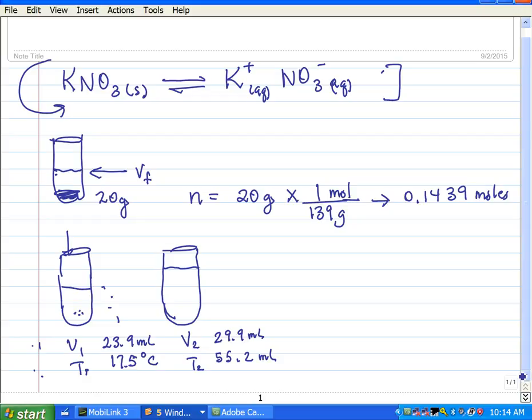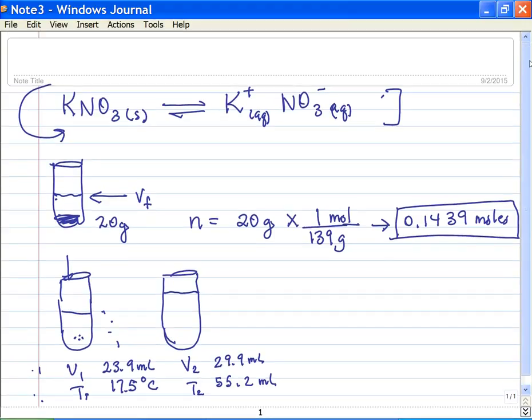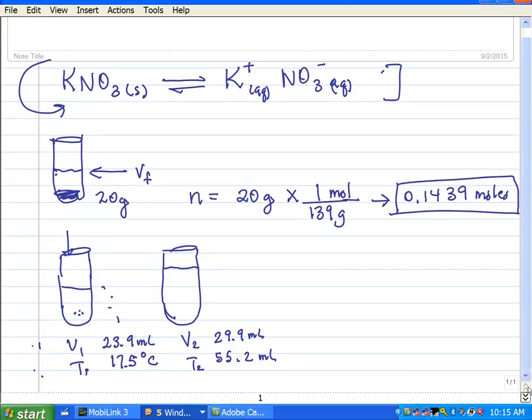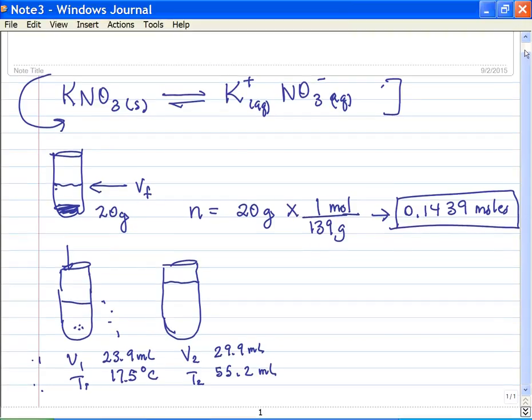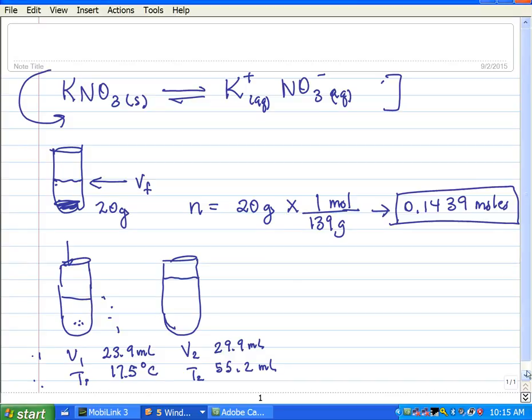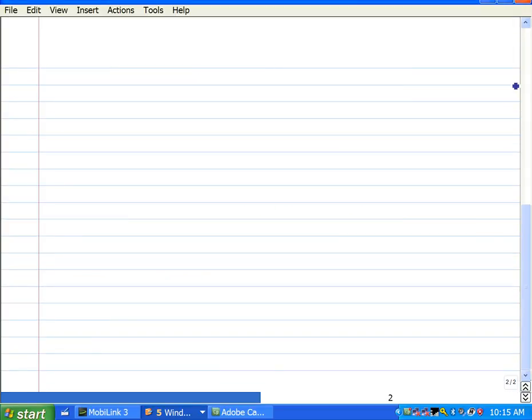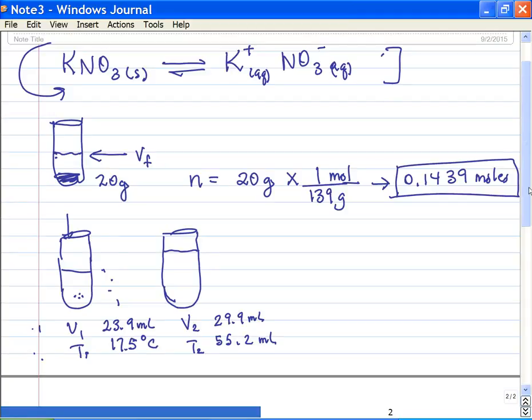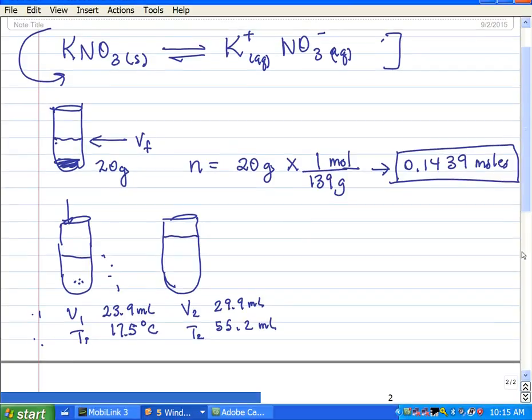All right, so now that we know how many moles that we have, what is molarity? Moles over liters. So now that we know the number of moles of potassium nitrate, we can calculate the concentration in each case. So try to go down just a little bit. Okay. So for this first one, molarity would be 0.1439 moles over the liters, the volume in liters, which is what?